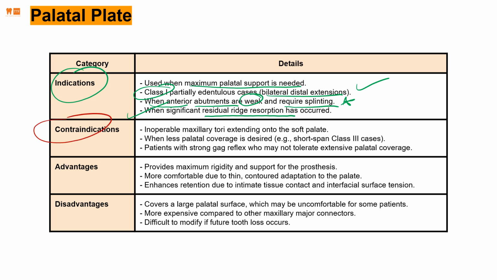Contraindications, on the other hand, for any inoperable tori, when less coverage is required, such as in a short span in a class 3, tooth supported, right? And patient has a strong gag reflex because it covers up to the soft palate area at times too.